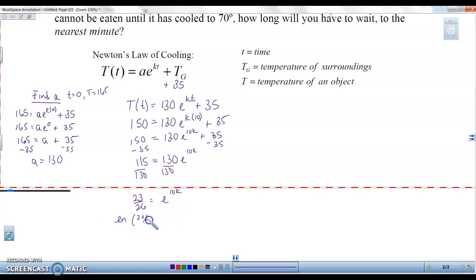So it's ln of 23 over 26 is equal to, remember this is an exponent, ln of e to the 10k. This is an exponent, so this comes out to be ln of 23 over 26 equals 10k ln of e. All right, now remember ln of e is equal to 1, because e to what power is e? It's going to be 1, so that works out to be just 1. So then to solve for k, we have to divide by 10. All right, so that means that k is going to equal ln of 23 over 26 divided by 10. That's what k is equal to.